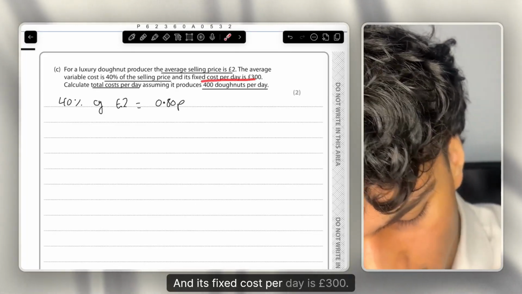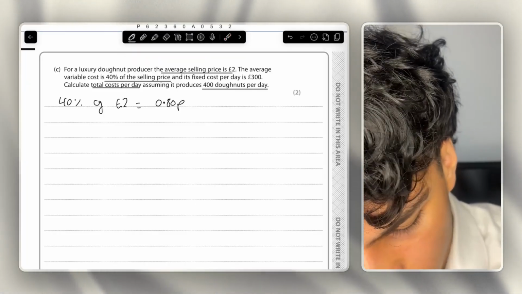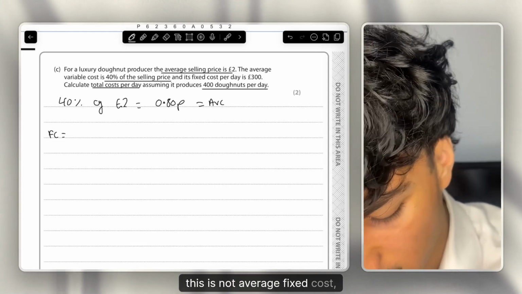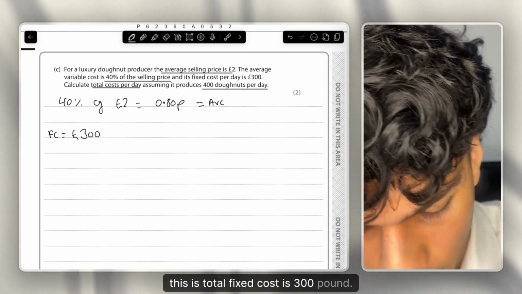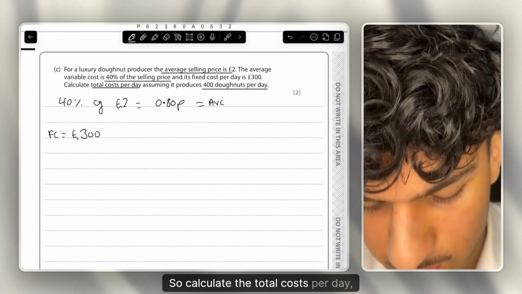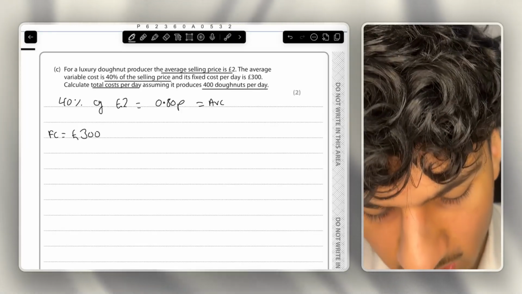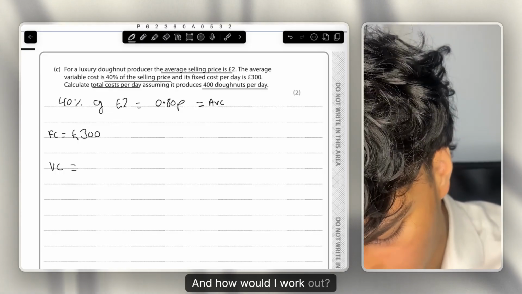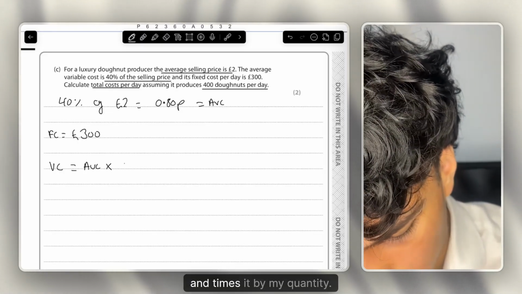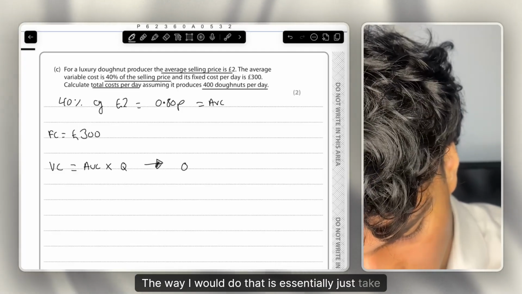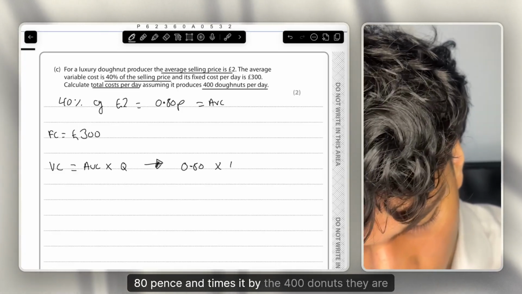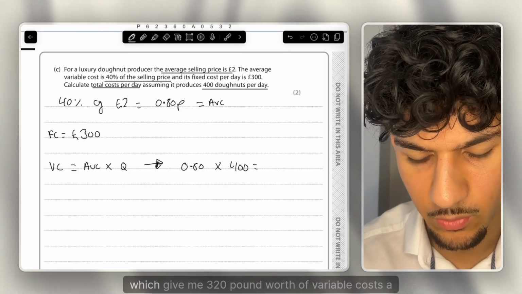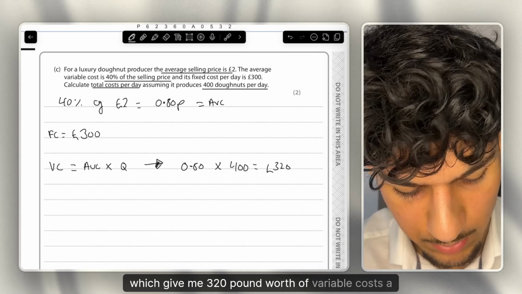And its fixed cost per day is £300. So this is average variable cost, and now the fixed cost, which is just an absolute value, this is not average fixed cost, it's just total fixed cost, is £300. So calculate the total cost per day, assuming it produces 400 donuts per day. Next, I'm going to work out my variable cost per day. How would I work that out? I would take my average variable cost and times it by my quantity. So take 80 pence and times it by the 400 donuts they are selling each day, which I probably will need a calculator for unfortunately, which will give me £320 worth of variable costs a day.